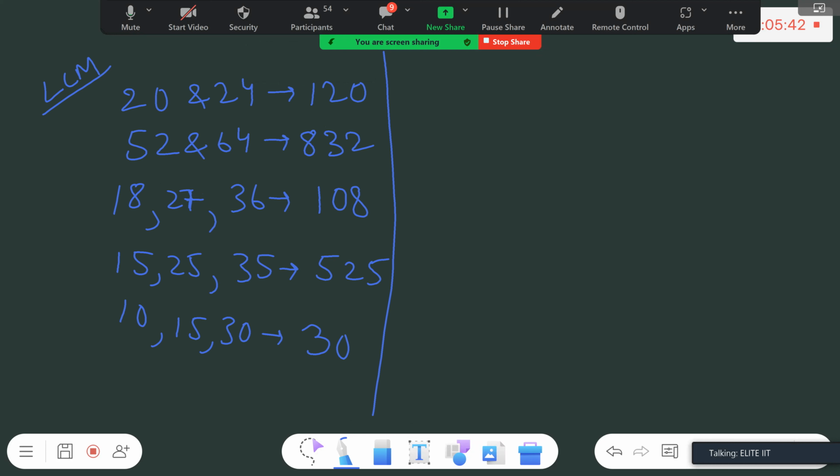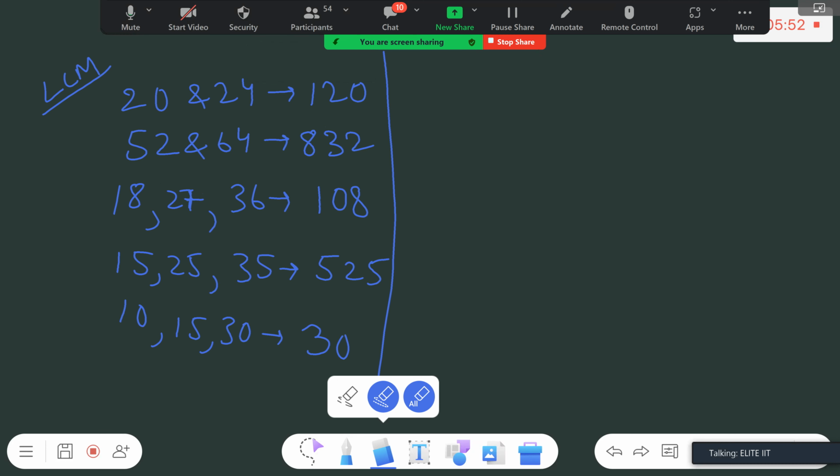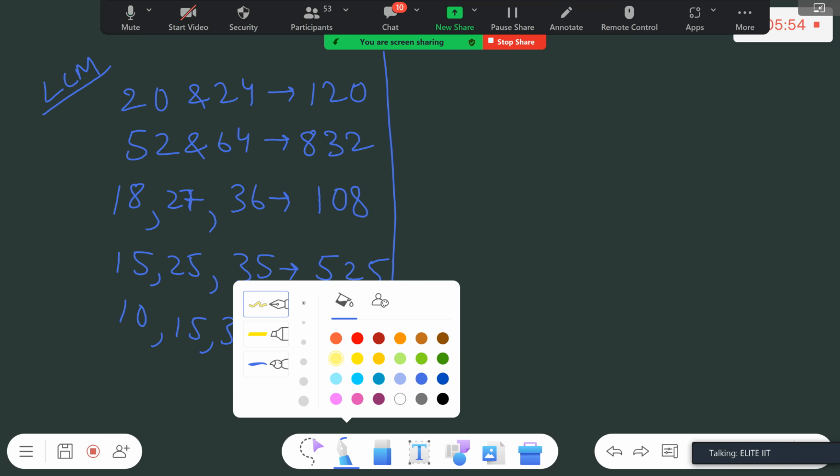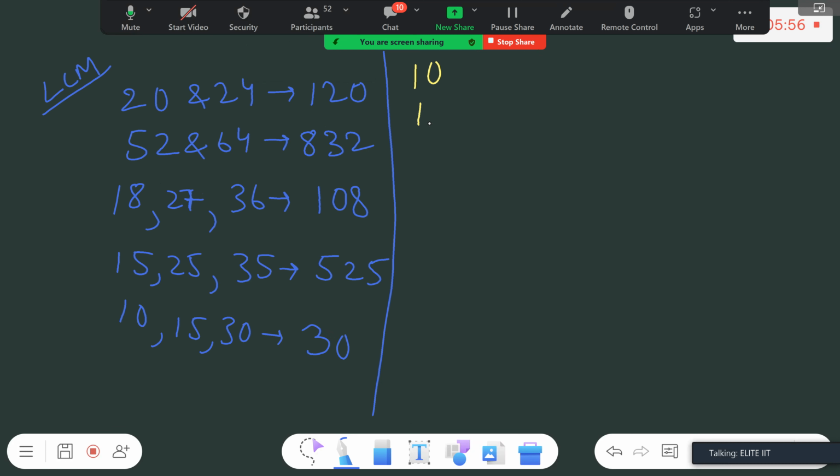Okay. Let us see using the prime factorization method how the LCM of 10, 15 and 30 is 30. First let us write the prime factorization of them. For 10 we'll first check with the lowest prime number 2.